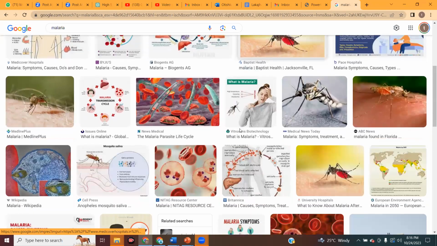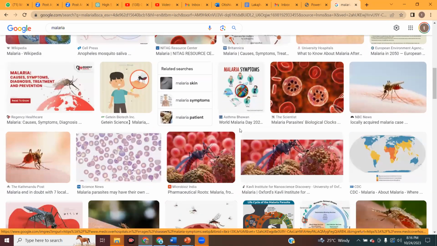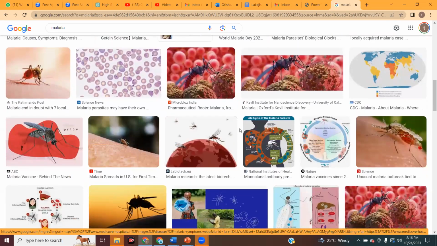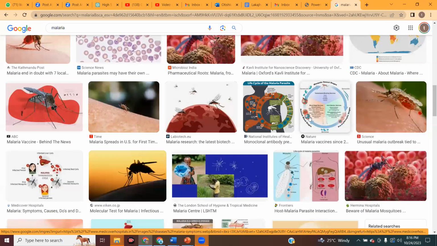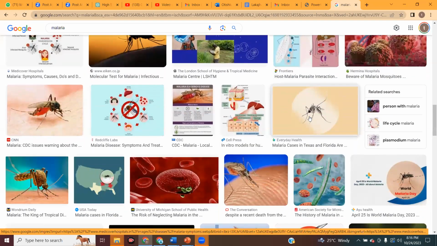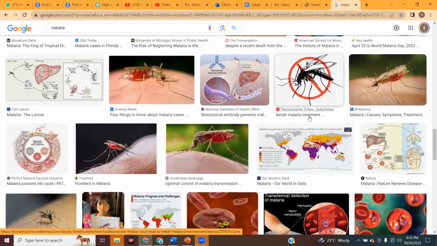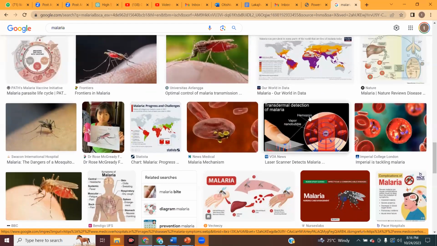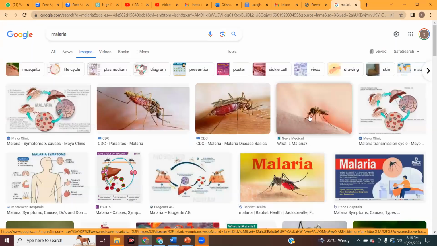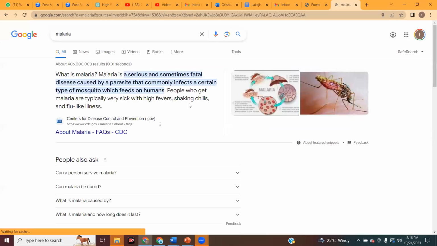Is it contagious? Say it again. Is it contagious? No. Remember, the mosquito does the spreading. So the mosquito transfers it from one thing to another. But the mosquito has to be in contact with the malaria first. So if an environment doesn't have malaria, then obviously the mosquitoes can't spread it.